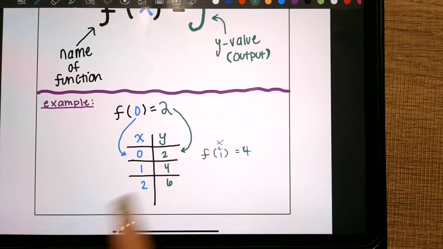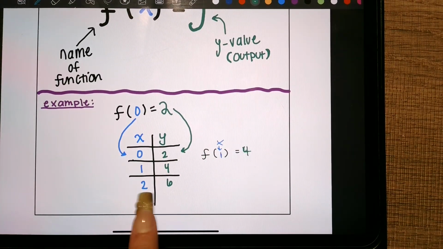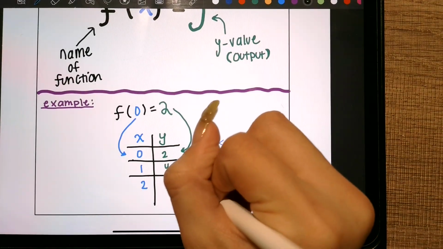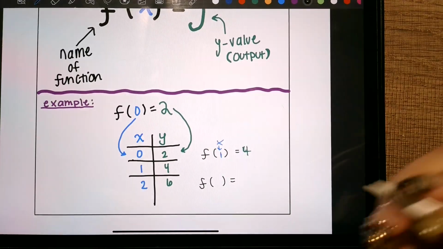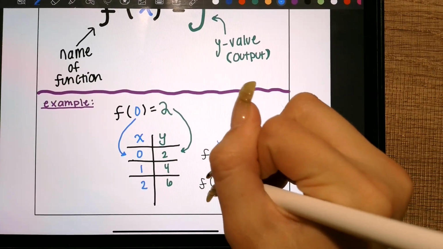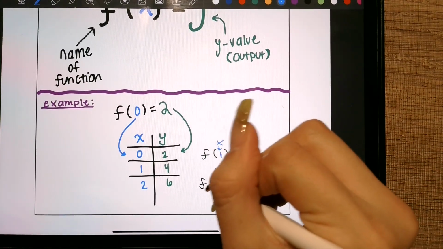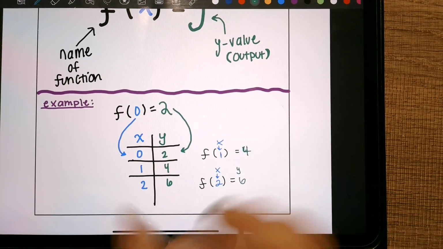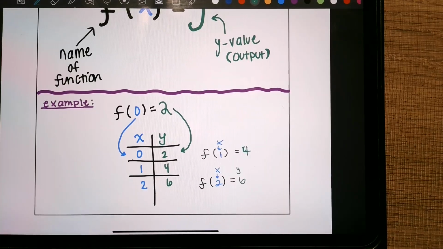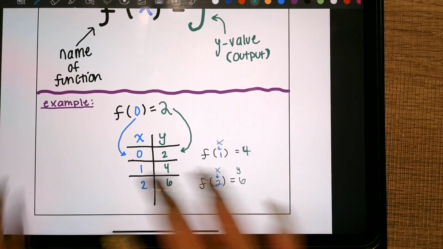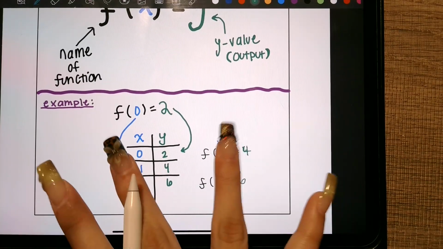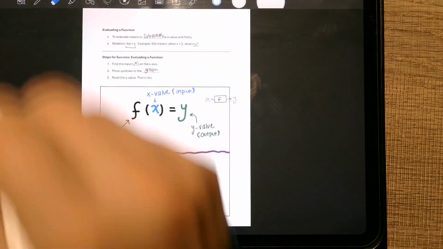So pause again and try to do it for this point. So go ahead and pause. I hope you paused. Now let's do that one. So f of x, and here our x is 2, so when x is 2, our y is 6. So this is kind of how it looks for a table, and then we'll see how it looks for a graph later on, but it's pretty much the same thing, okay? So now let's go ahead and switch into our practice problems.